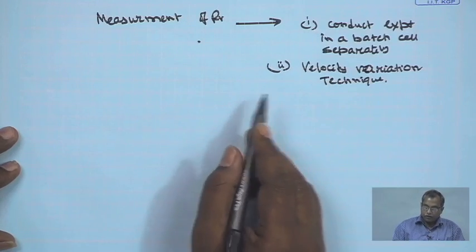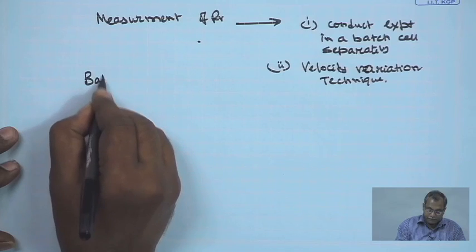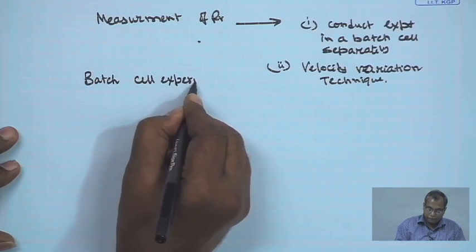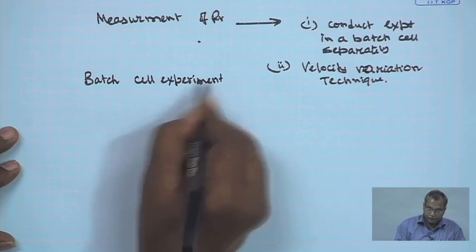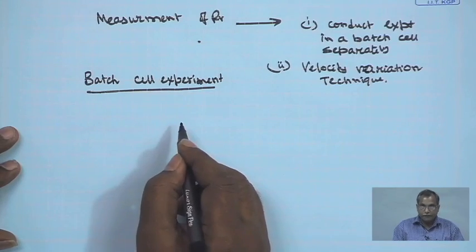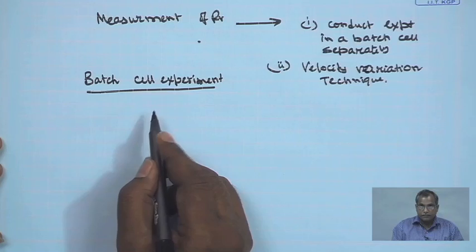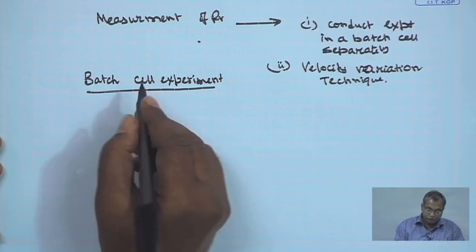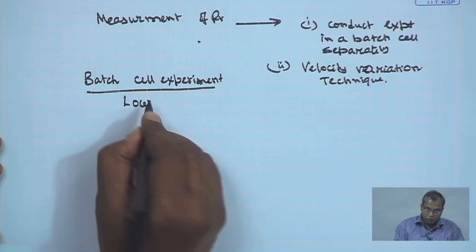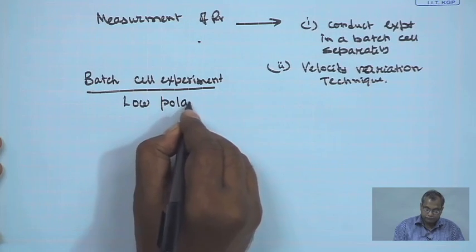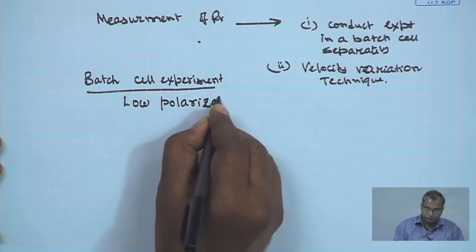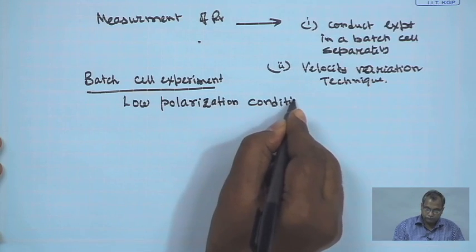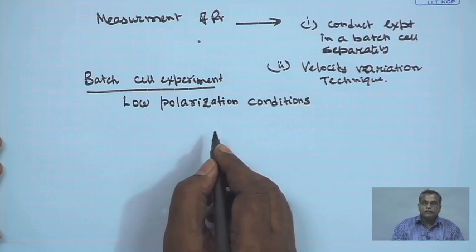Now, let us look into the batch cell experiments under high turbulence. What is this experiment? There are certain conditions to control and conduct this experiment. These conditions are called low polarization conditions. What are the low polarization conditions?